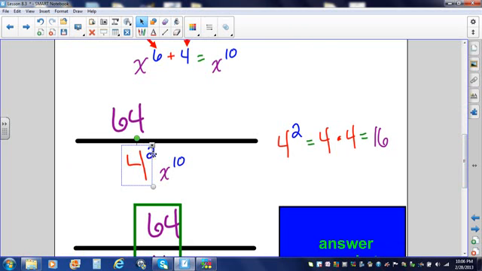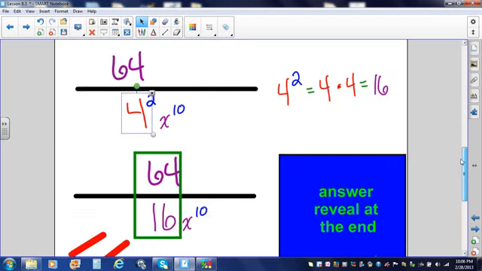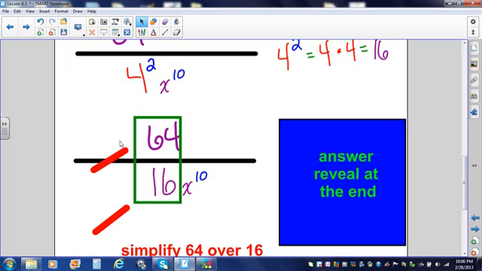I'm going to work out 4 squared. 4 times 4 is 16. This is going to become 16. Now I have 64 over 16x to the 10th.